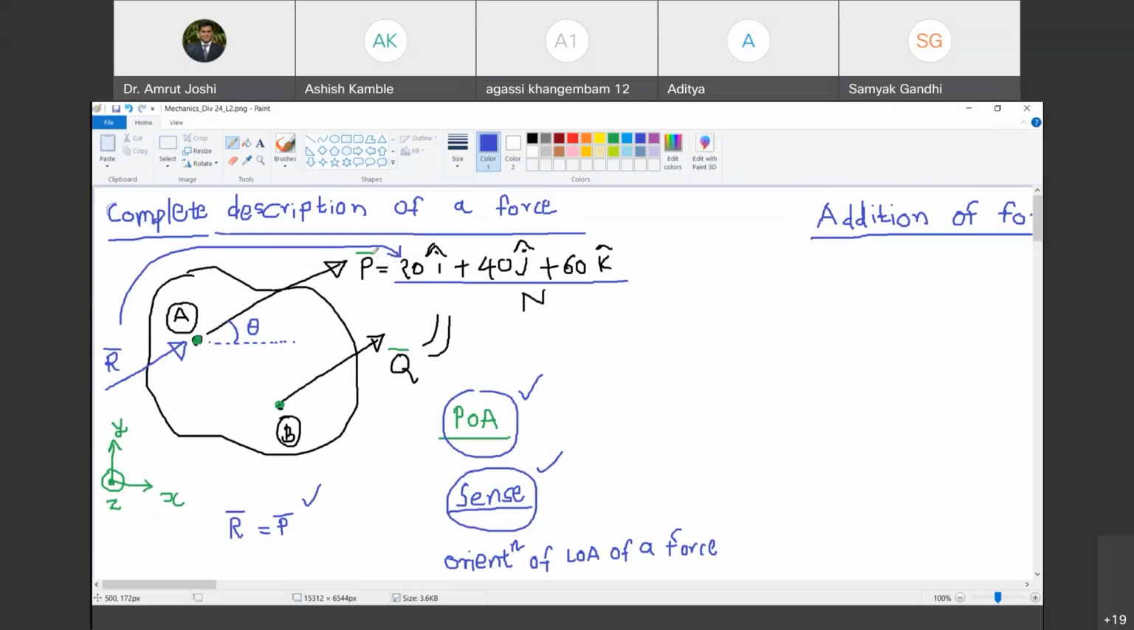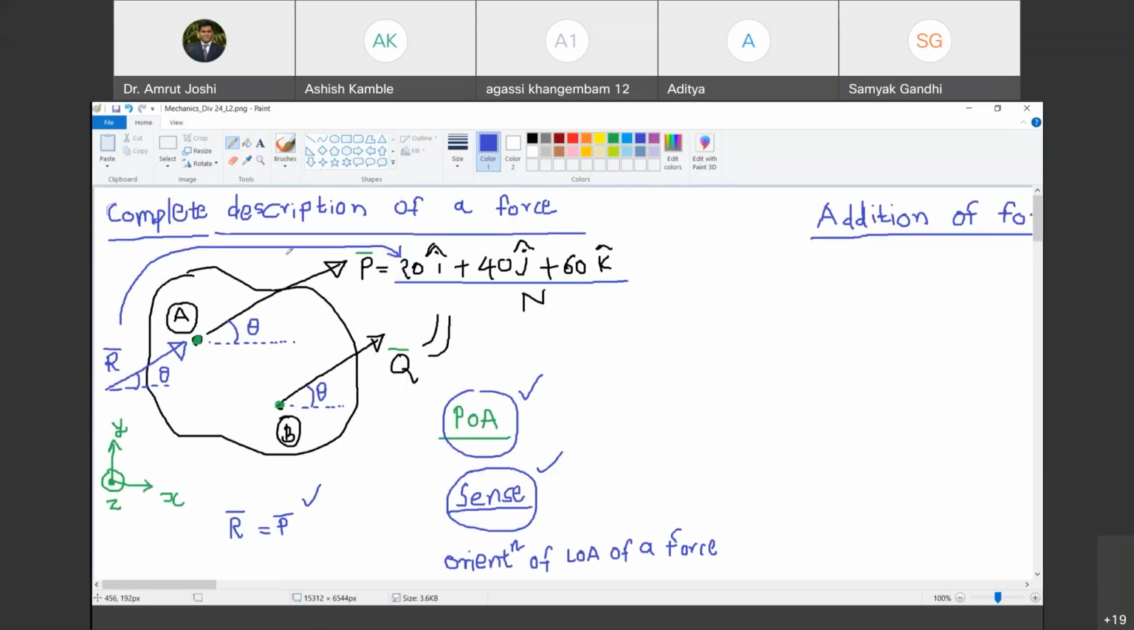So if you look at P bar and Q bar, the orientation of line of application with reference to, let us say, the x-axis is the same. If you look at P bar and R bar, the orientation of its line of action with reference to a reference axis, let us say x, is the same. Similarly, the angles of the line of action of P bar, R bar and Q bar made with the y and z axis respectively are also going to be the same, because this description 20 I cap plus 40 J cap plus 60 K cap is the same for all the forces. Are you with me? Yes, sir.